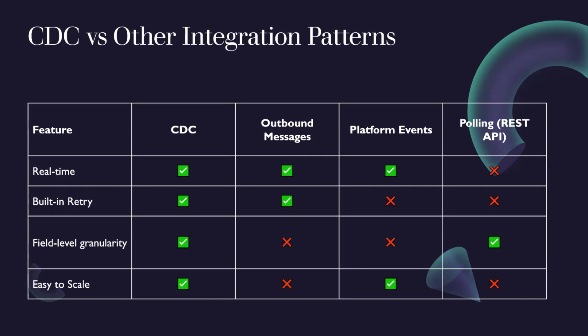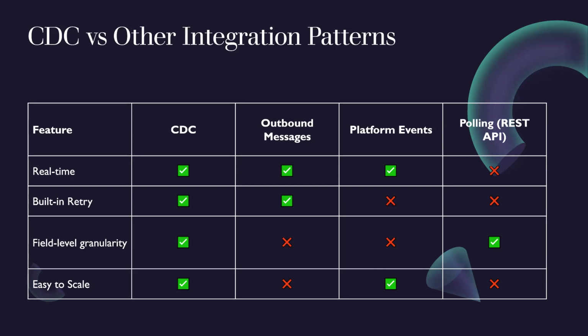Next is field level granularity. In case of CDC, whatever fields you change, let's say for a contact you have 20 odd fields and you modified 5 fields, the payload of the event will have all the 5 fields, and all the field changes related to those 5 fields will be delivered to the external system. But that is not available with outbound messages or platform events.